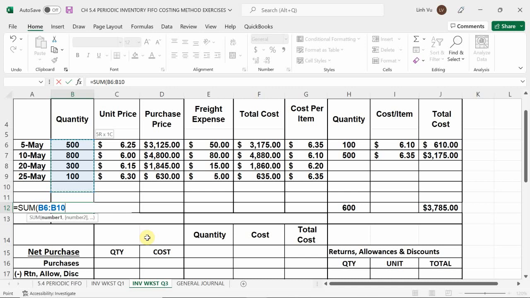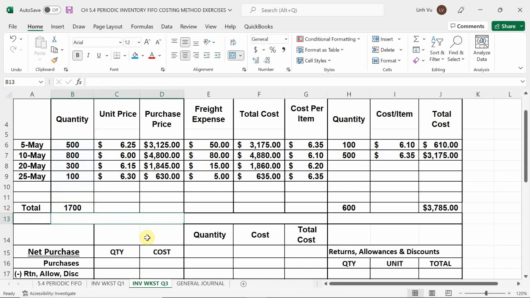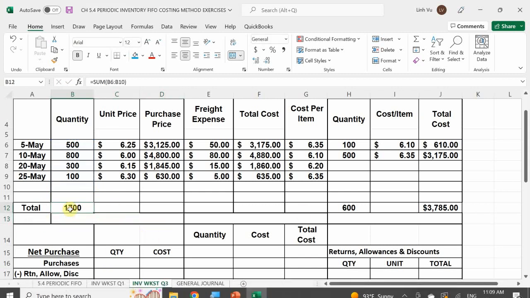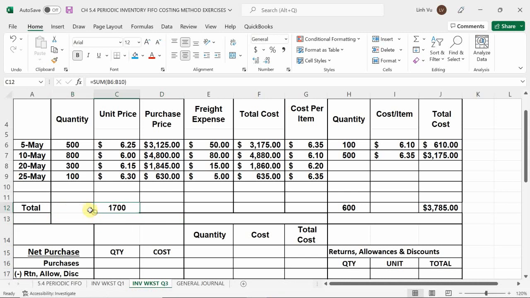1,700. 1,700. Good, right? And because I put the formula there, I can go ahead and copy this formula all the way down to where I need it. So there you go. I made my first mistake. I moved it. Okay, there you go. I'm going to go all the way down to my total cost here.